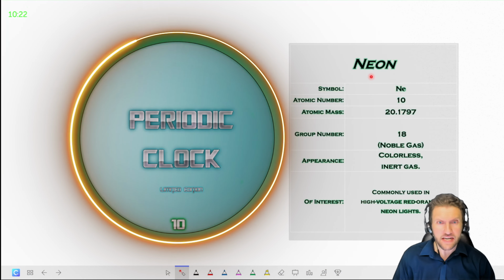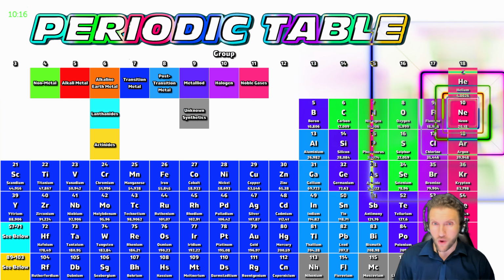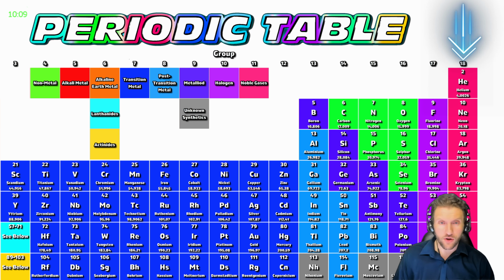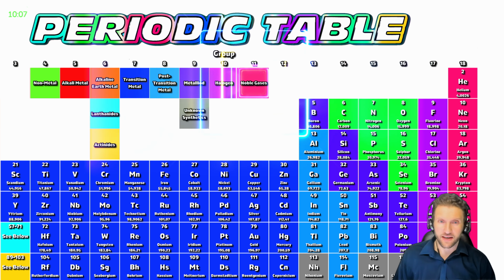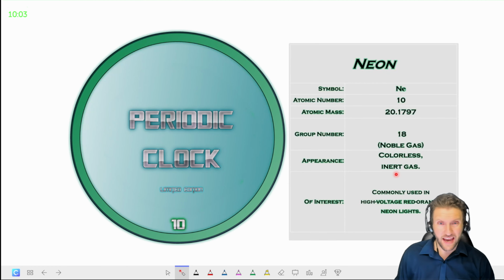Okay, next one, neon. Symbol Ne. Atomic number 10. Mass 20.1797. Take note of the group number. We're up to group 18, putting us into the noble gases. And in terms of our appearance for this particular one, colorless, and it is inert, non-reactive.